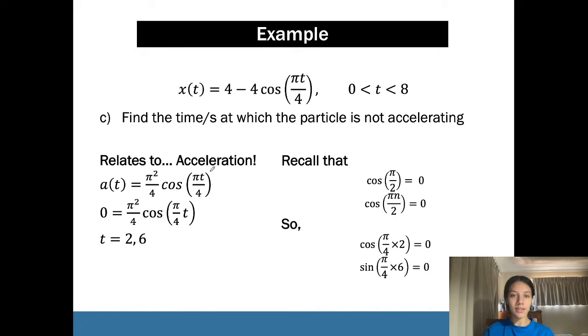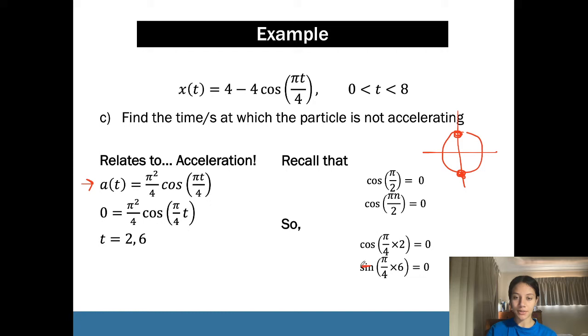So for acceleration, we just take what we found in part A of the question and equate that to 0. So we're going to find again when cosine of pi on 4t is equal to 0. If we think about our unit circle, cosine is 0 here and here, so at pi on 2, basically any integer multiple of pi on 2. So we have pi on 4 times 2, that will give us 0, and then pi on 4 times 6 will also give us 0.